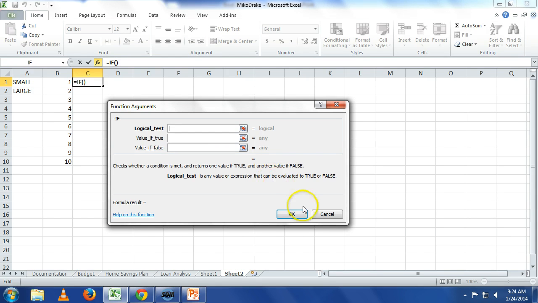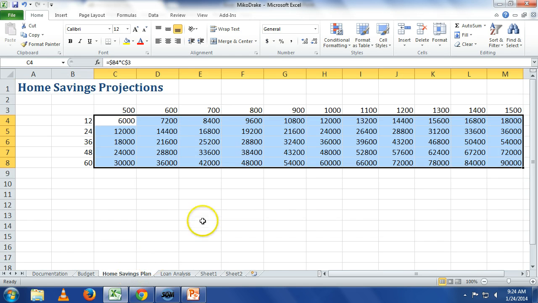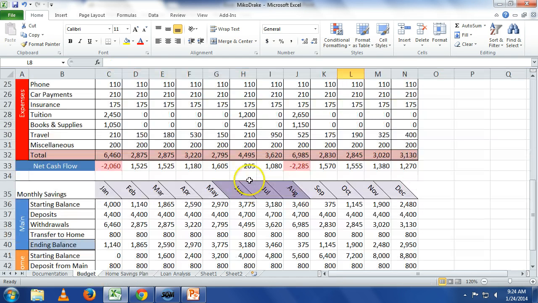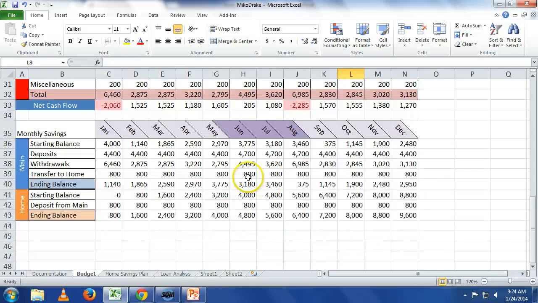So let's go back to, you guys good? Any questions on that? Let's go back to our budget then for who is this? Diane and Glenn. Okay.